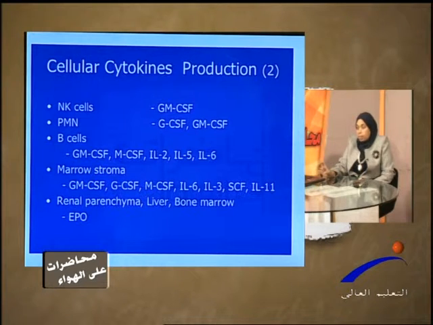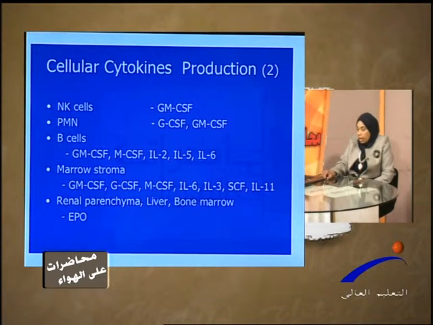The marrow stroma provides the environment for these growth factors and for the stem cells to divide, proliferate, and mature into viable cells. It provides the stem cells with granulocyte-monocyte colony-stimulating factor, granulocyte colony-stimulating factor, and monocyte colony-stimulating factor. It also has interleukin 6, interleukin 3, stem cell factor, and interleukin 11.